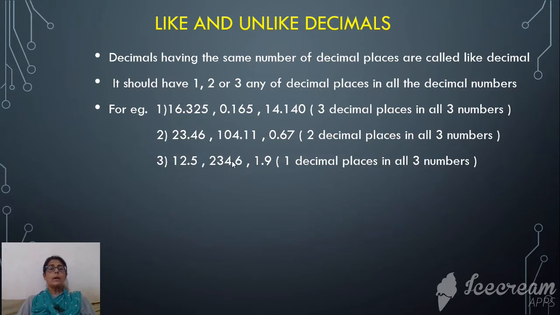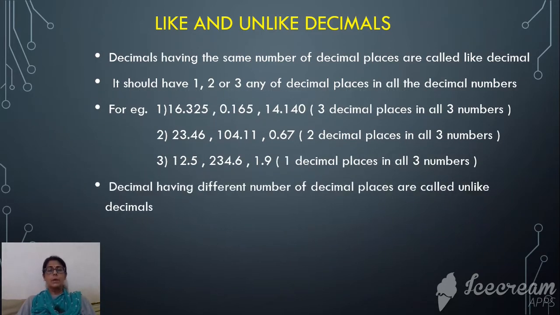12.5, 234.6 and 1.9. See children, once again I am telling you, you don't have to check the whole part. You have to check the decimal part. After the decimal, if 1 place is given in all the numbers, that means it is like decimals. If 2 places in all the numbers, this is also like decimals, and if 3 places are given, this is also known as like decimals. Understand now?